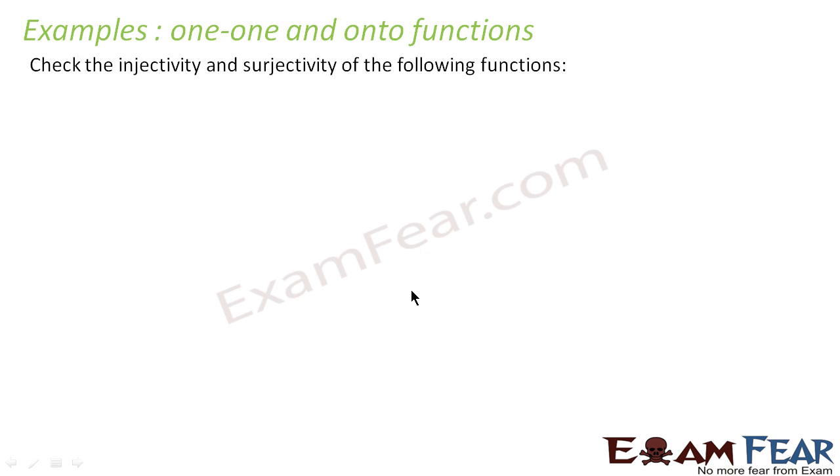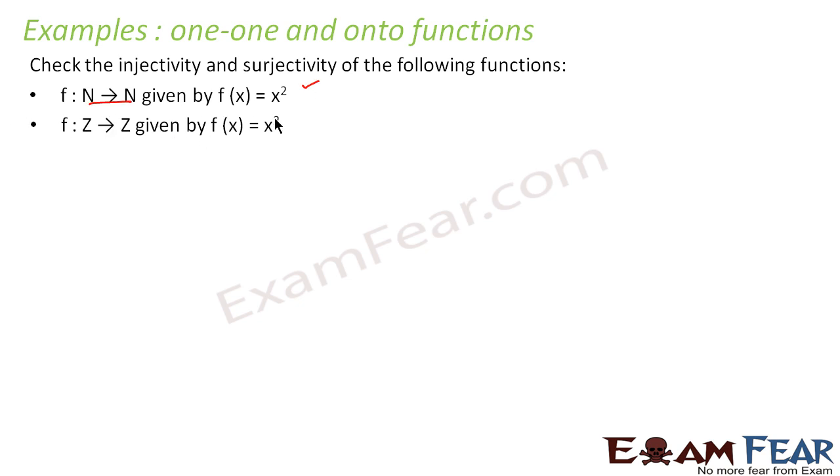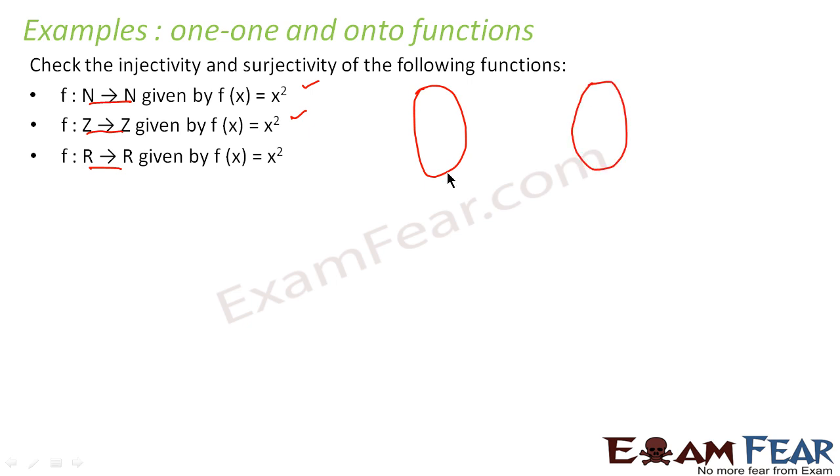So we have to check injectivity and surjectivity of the following functions. The first function is f(x) = x square from N to N. The second is f(x) = x square from Z to Z. And the third is the same function f(x) = x square from R to R. If you see, the function is same, but the domain and codomain are changing. So we'll take the first scenario, from N to N.